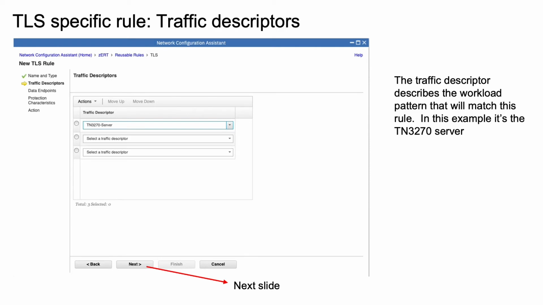Because this specific rule is for TN3270 traffic, we will use the IBM supplied traffic descriptor for the TN3270 server. Note that when using IBM supplied traffic descriptors, you should first verify that they are correct for your workload. The IBM supplied traffic descriptors contain default port information, and if you've changed the port that the workload uses in your network, you will need to update the IBM supplied traffic descriptor.